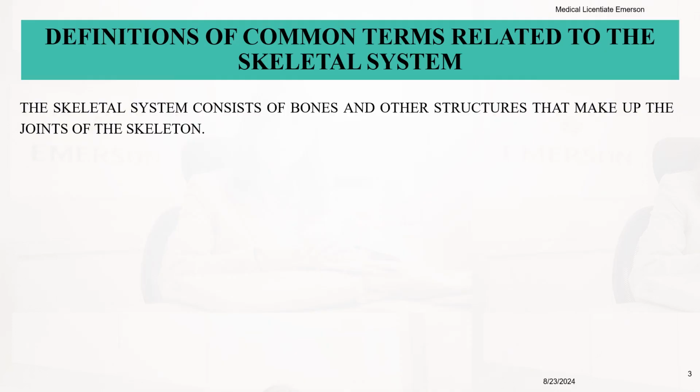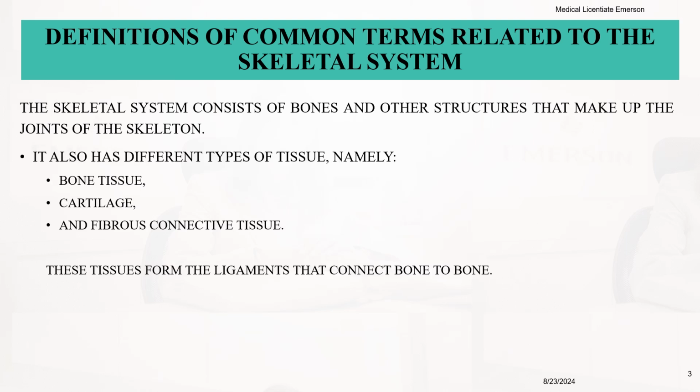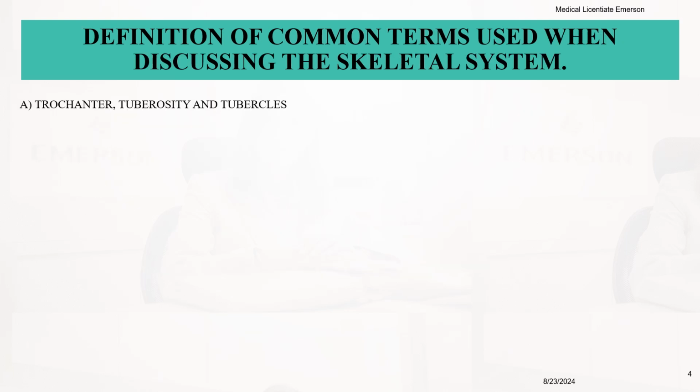Okay, so the skeletal system consists of bones and other structures that make up the joints of the skeleton. Then it also has different types of tissue, namely, we have the bone tissue, the cartilage, and the fibrous connective tissue. And these tissues form the ligaments that connect bone to bone. Okay. Then now the definition of terms.